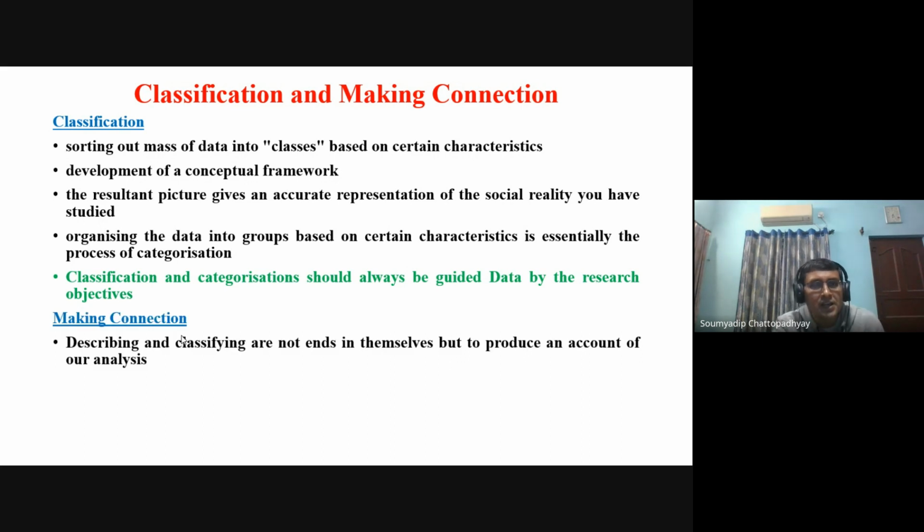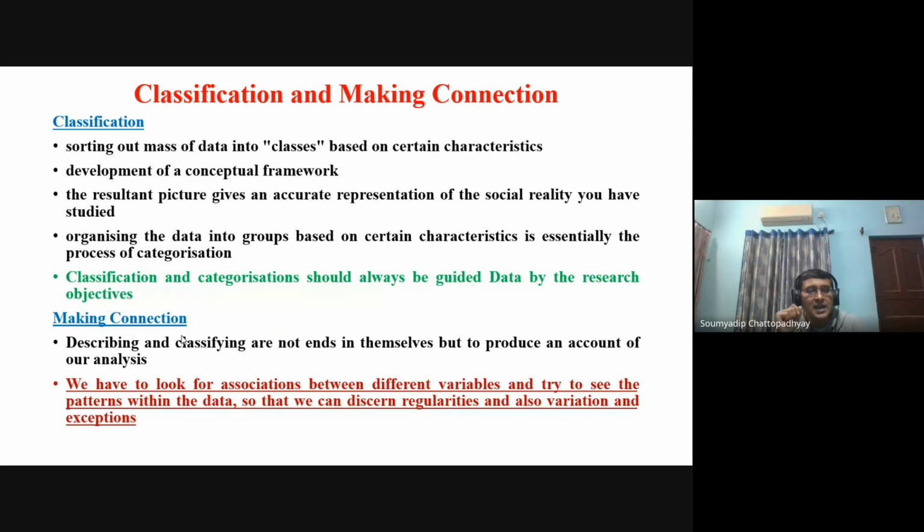And making connection means describing and classifying are not ends in themselves, but helpful to produce an account of our analysis. That means if you are describing the data that you collected in your field survey, and properly classifying that data, then obviously you will be in a better position to make connection with the existing theory, to make a story out of it. And that is why it is said that we have to look for association between different variables and try to see the patterns within the data so that we can discern the regularities and also the variations and exceptions.